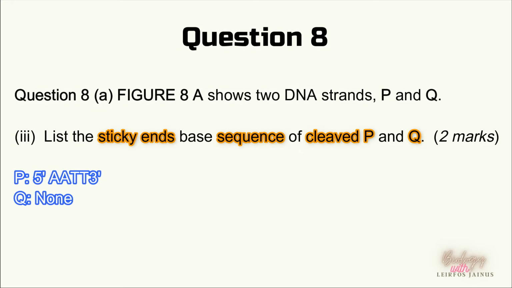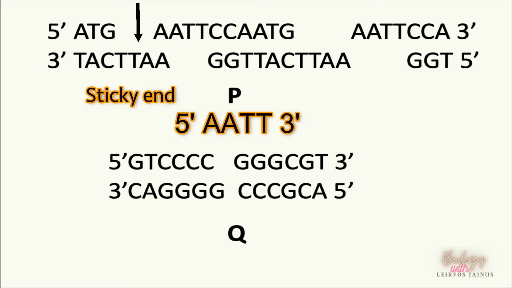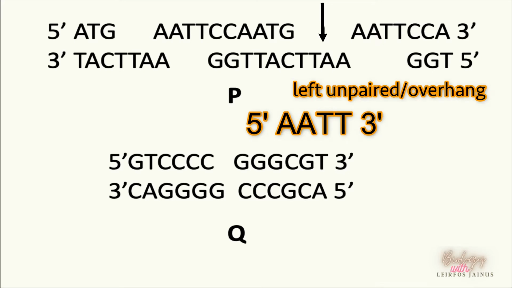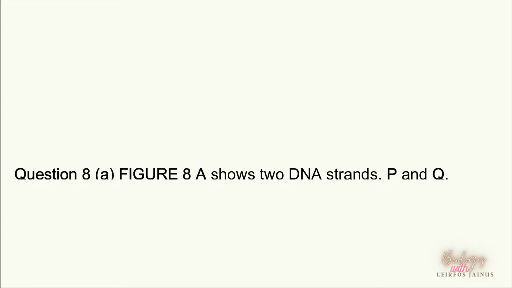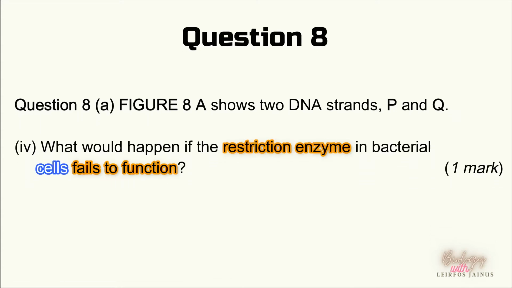For the following question, list the sticky ends base sequence of strand P and Q. For strand P, the sticky ends consist of 5' AATT 3'. But for Q, there will be no sticky end because strand Q will be cut by SmaI that will produce blunt ends. The next question, what would happen if restriction enzyme failed to function?